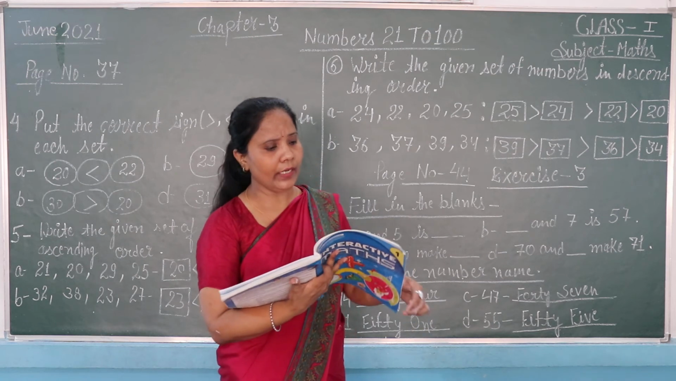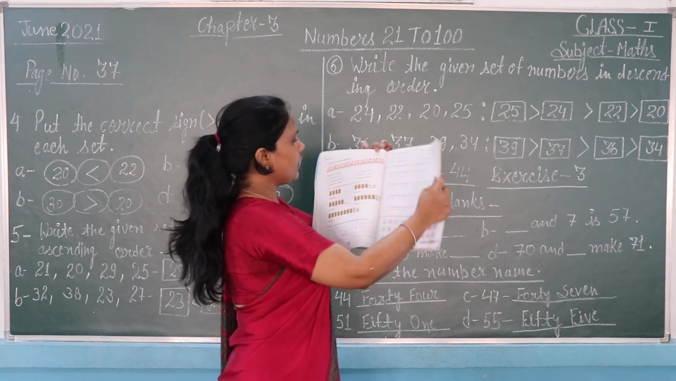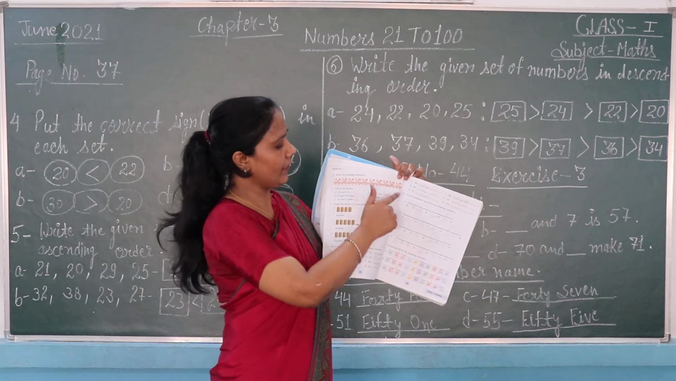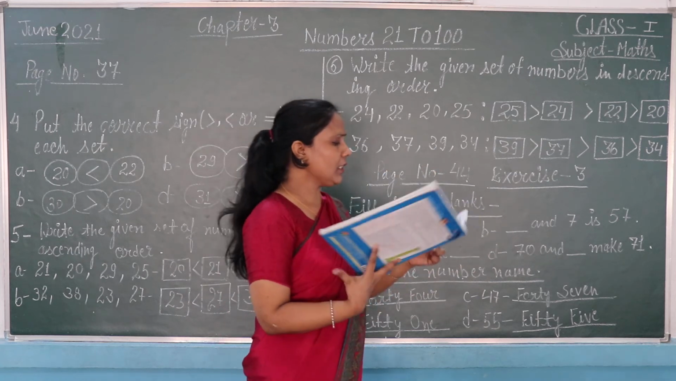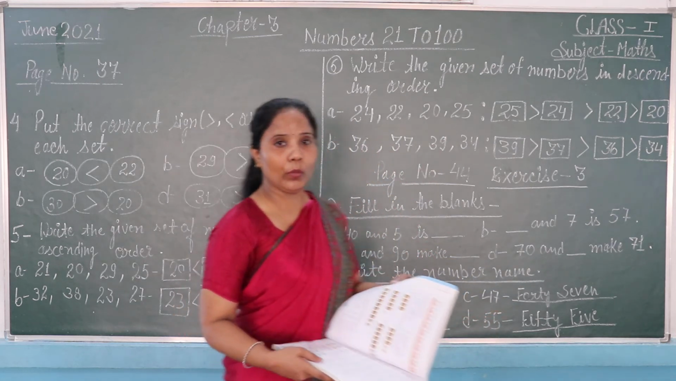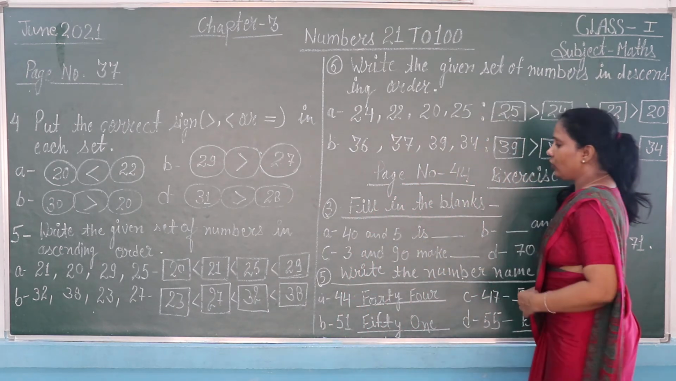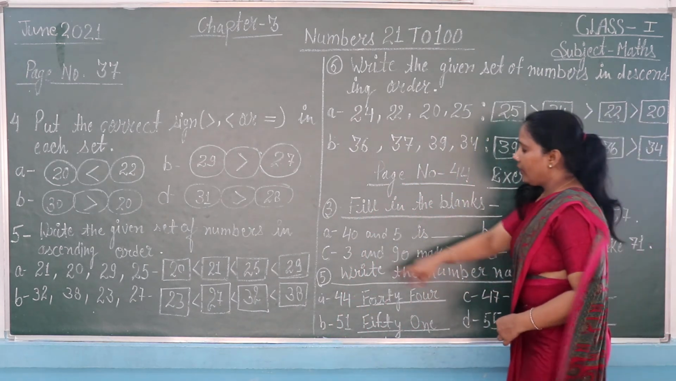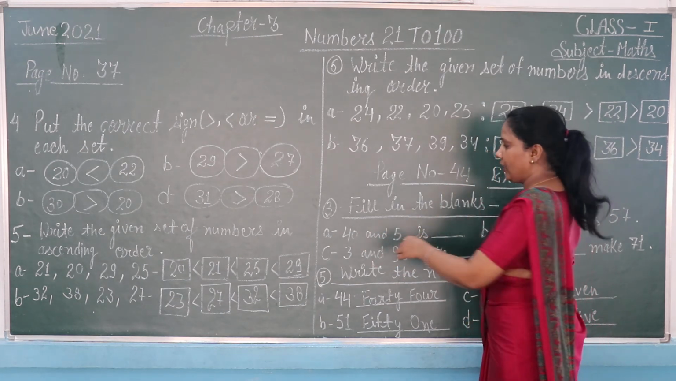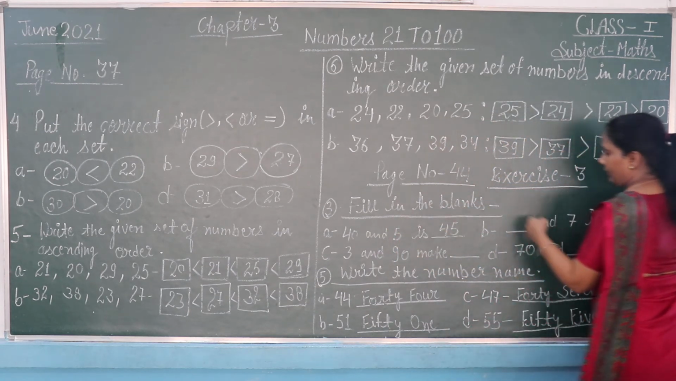In question number 2, there is a series on the train and you will fill in the missing numbers here. Okay. Then question number 3, fill in the blanks. We will complete it on the board. Okay, look here, check what the question is. 40 and 5, means there will be addition. 40 plus 5 is 45. And B.